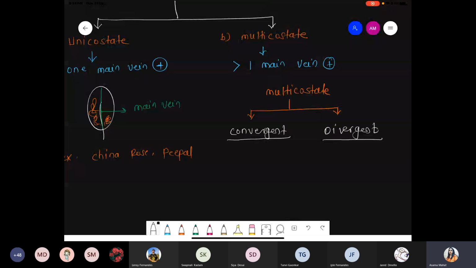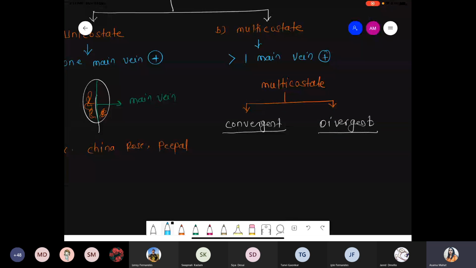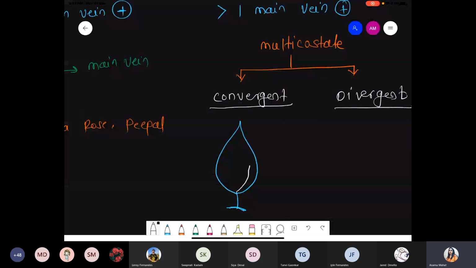Normally, what is the meaning of convergent? Now, suppose this is a leaf. In the case of convergent, the veins originate from one point and meet again at a second point, like this. As we say, convergent means they originate from one point and again meet together at the tip region. Such a condition is called convergent. An example for convergent is first.